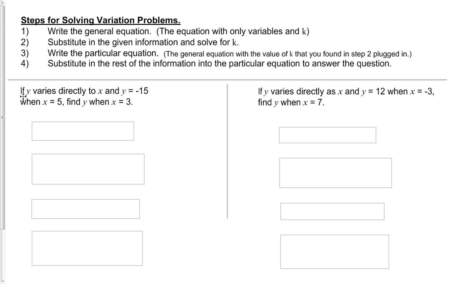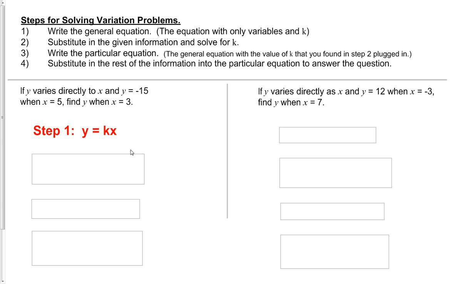So we're going to read this. If y varies directly to x and y equals negative 15 when x equals 5, find y when x equals 3. First part here, y varies directly to x, therefore we write y equals kx. That is the general equation.